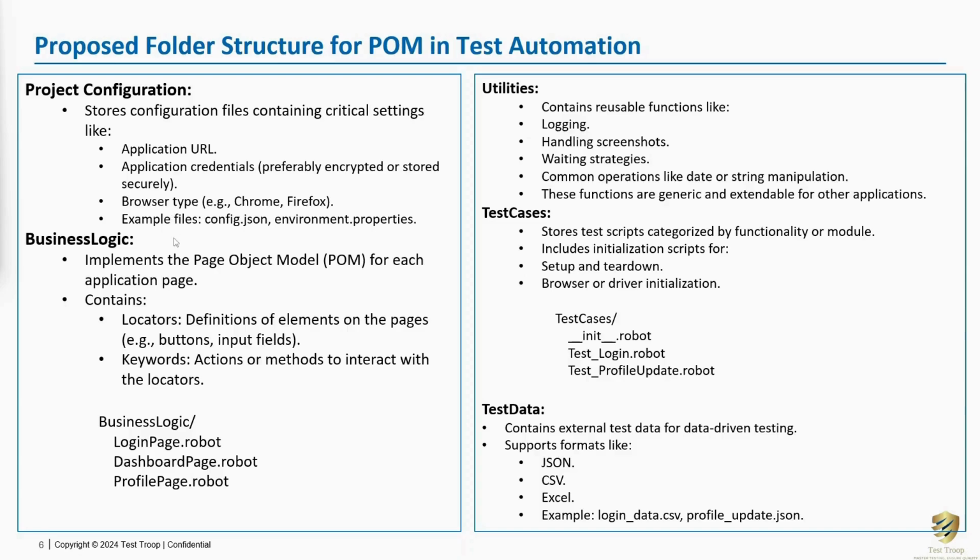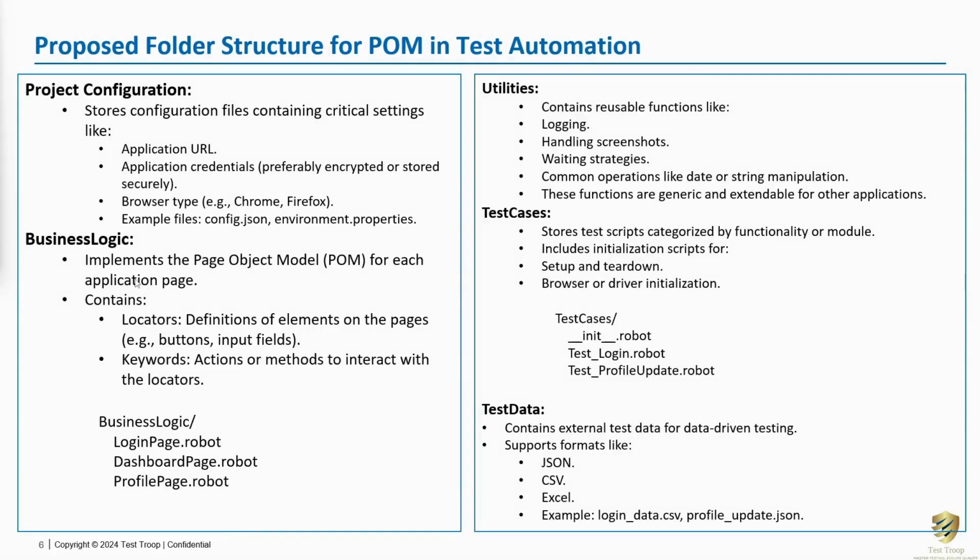The example files could be config.json or an environment.properties, but most probably these files will be used when you are trying to automate using Java or C# as a programming language. But since we are using Robot Framework, we will use a config.robot file. We will always use robot files to store the application configurations.